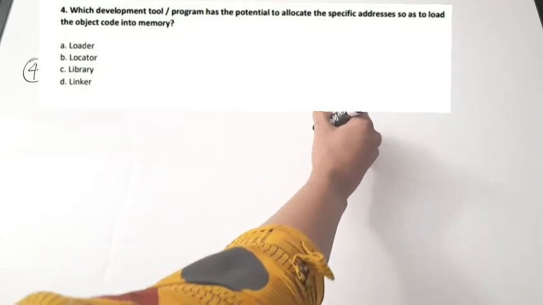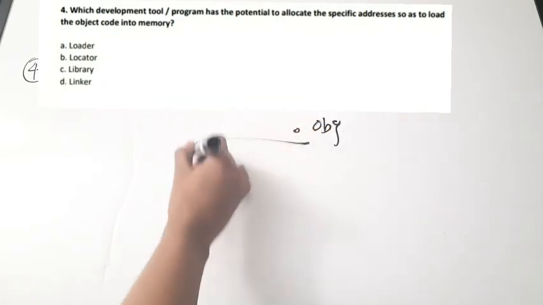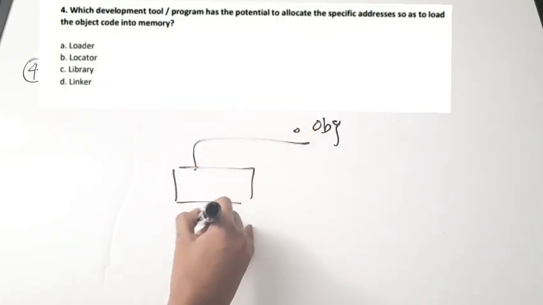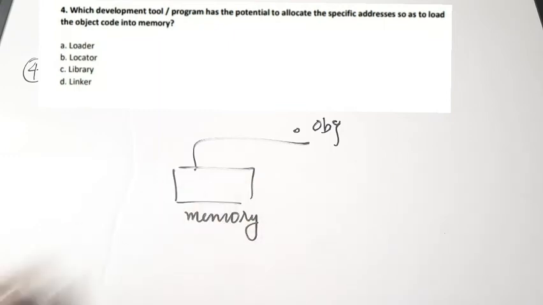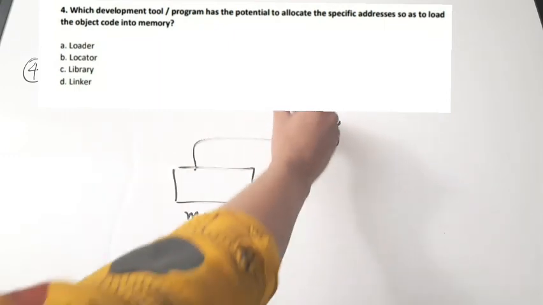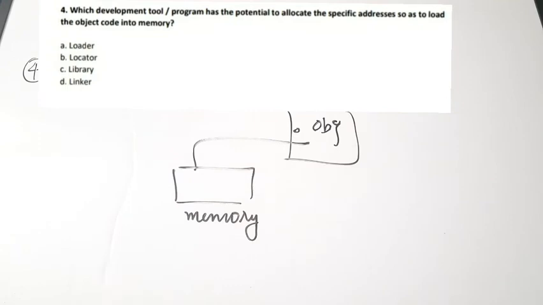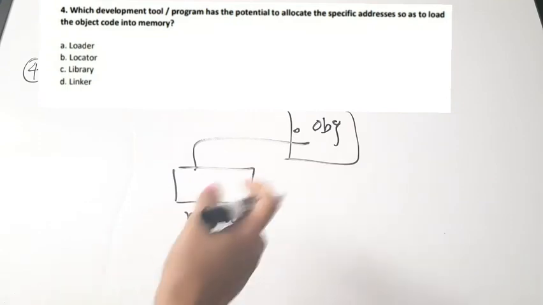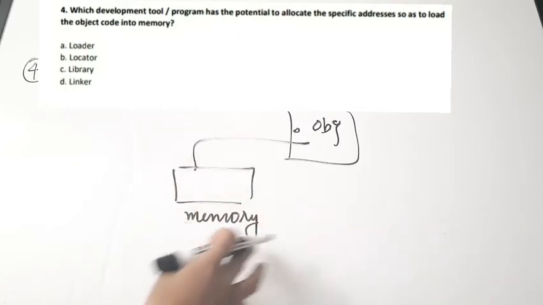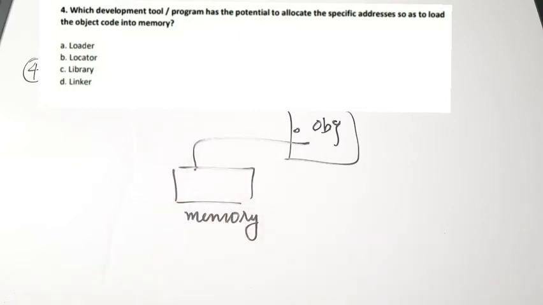So out of these tools, which tool is allocating a specific address so as to load the object code into memory? In order to load the .obj file to the memory, this is the memory, okay? Which tool is being used? This is the object file or object code, and in order to take that to the memory, which tool is used? A, loader, B, locator, C, library, D, linker.